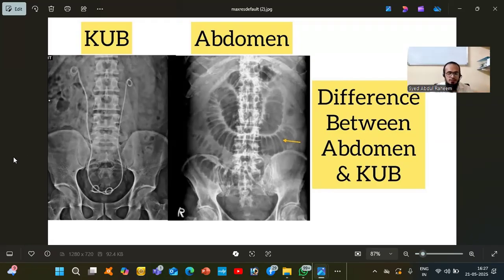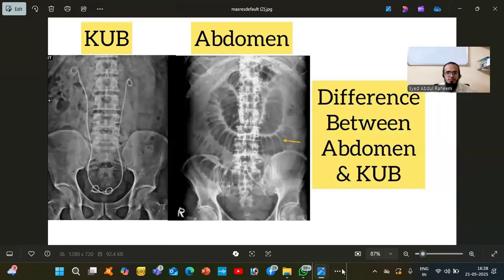Whenever the X-ray of the KUB is to be done, the radiologist advises taking charcoal tablets. Charcoal tablets absorb the gases present inside the abdominal area, stomach, large intestine, and small intestine. So the picture of the pelvic region, mostly the kidney, urinary bladder, urethra, you can see here. So this is very important.